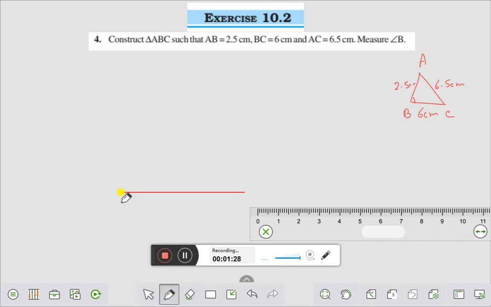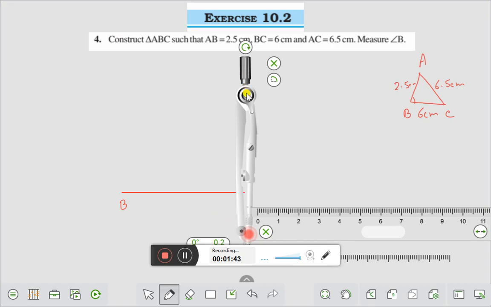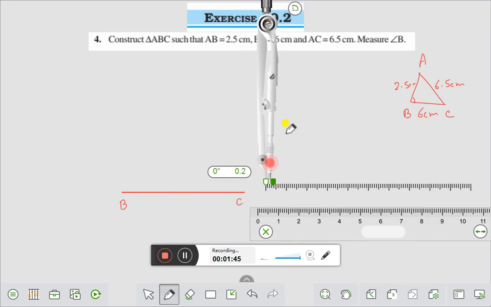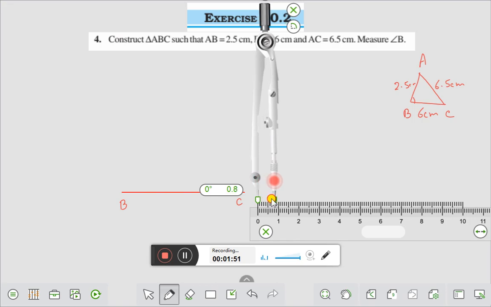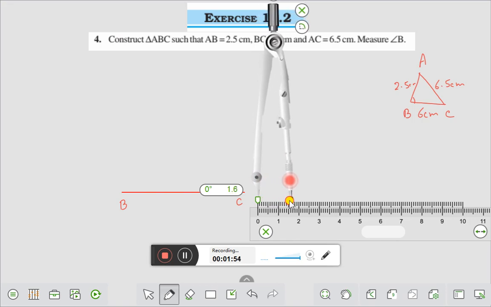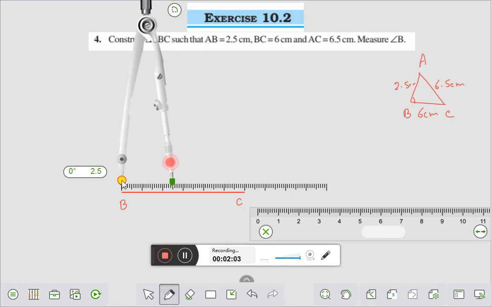Here it is B and this point is C. Now let us take one side, AB, that is 2.5 centimeter. With the help of this compass, we take a length of 2.5 centimeter, exactly 2.5. We place this pointer at point B and draw an arc here.